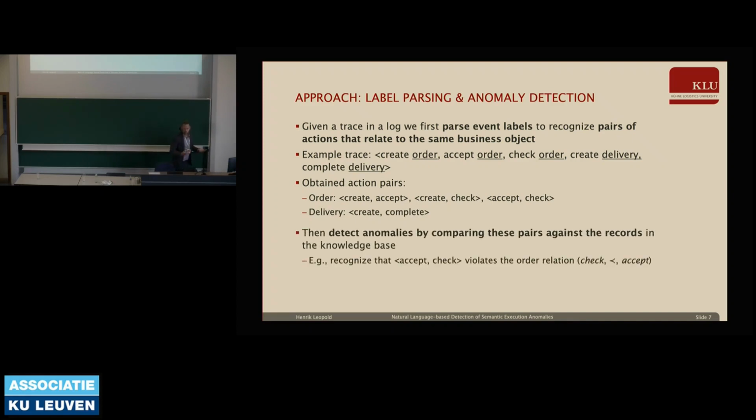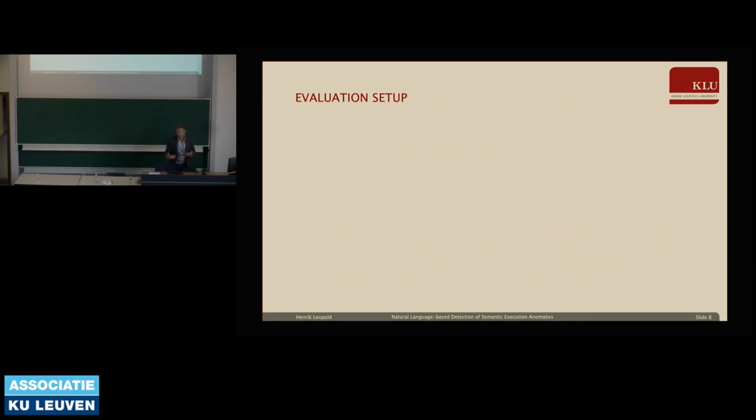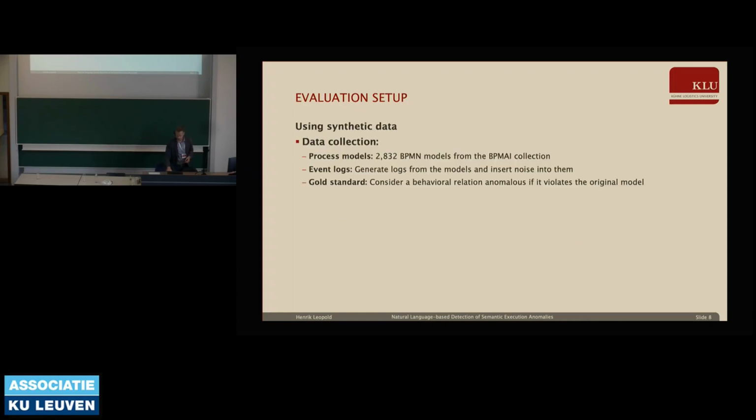Well, now you can simply look into the knowledge base and check, okay, for delivery, is create and complete violating any of these relations that we have captured in the base? Yeah? And in this case, we may, for instance, recognize that accept check violates the relation check and accept that we have in the knowledge base. And that's essentially the core idea that we had.